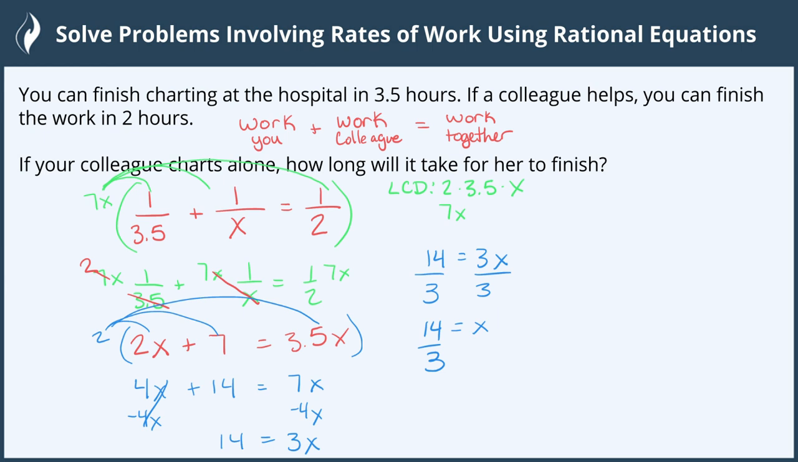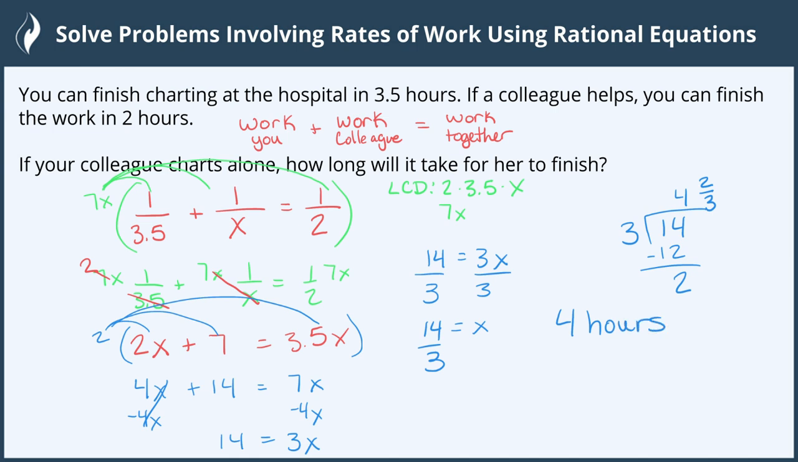So we want to find out how many hours that it takes for our colleague to finish. So let's go ahead and do 14 divided by 3 to find out how many hours. 3 goes into 14 4 times. 4 times 3 is 12. Subtract gives us 2. So we have 4 hours and we have a remainder of 2. So we'll put it as the fraction 2 over the denominator or the divisor of 3. So we know we have 4 hours.